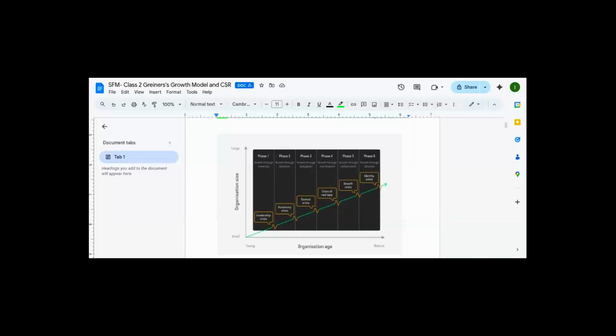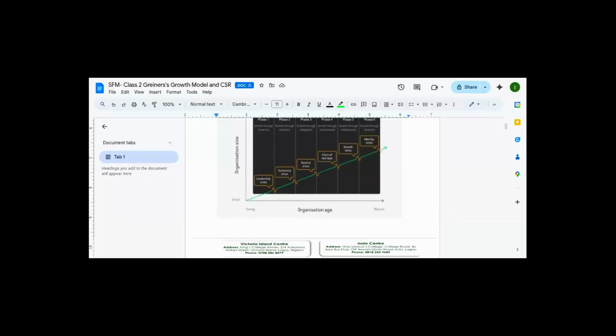So underneath, we have a contour line that is not straight. That line is not straight to indicate that the company has some challenges that they manage in each phase. The transition from phase 1 to 2, 2 to 3 is not just a smooth journey. There are strategic issues to be managed. So in the first phase, we have a crisis of leadership.